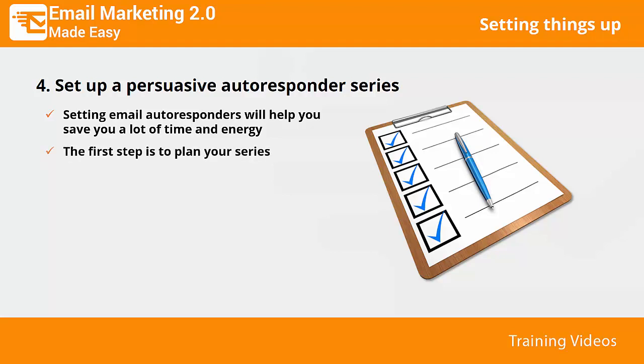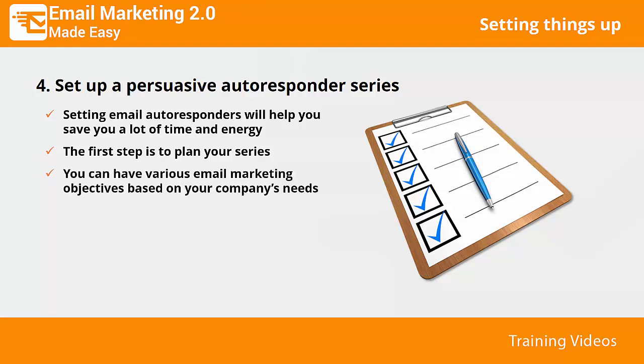The first step is to plan your series. Establish a plan for your autoresponder series. You should have an email autoresponder series that helps you accomplish tasks like generating sales and building trust. You can have various email marketing objectives based on your company's needs. So let me share some ideas that you can use to increase conversions with your email autoresponder series.